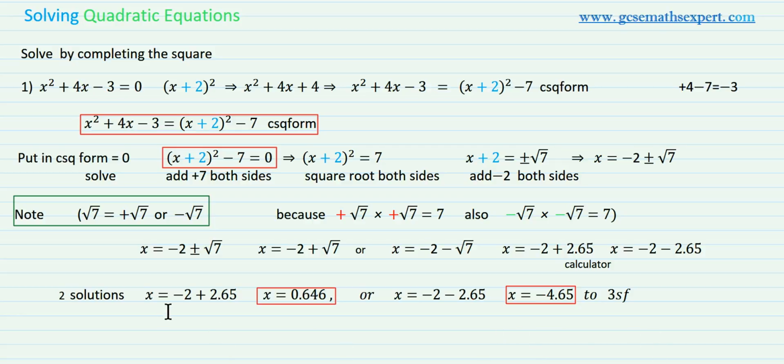So to get the two solutions, you do one for the positive square root of 7, which is plus 2.65, giving me this, and the other is minus the square root of 7, giving me minus 4.65. So it has two solutions because it cuts the x-axis twice. The quadratic does. This quadratic.